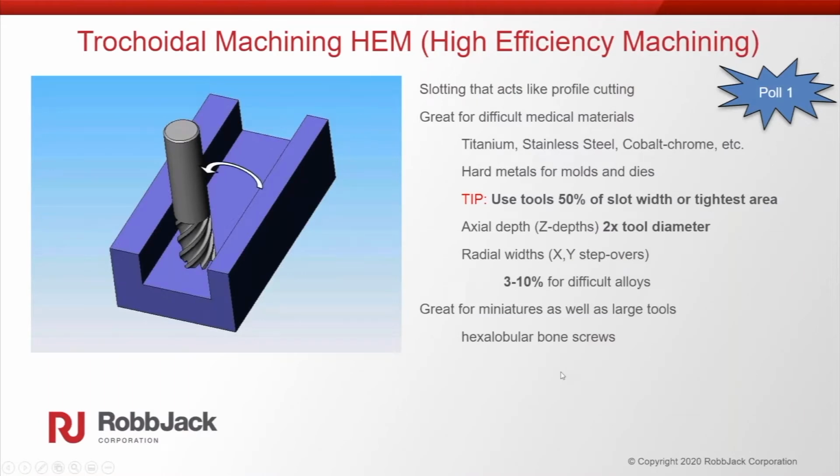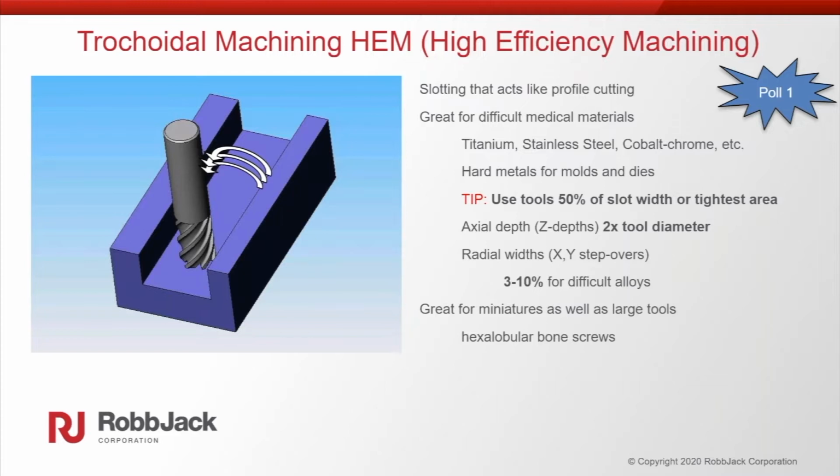So going into the machining part of things, we're going to talk about new CAD/CAM processes and things to improve performance when you're machining the difficult medical materials like titanium, stainless steel, cobalt-chrome, the hard metals for molds and forging dies, those types of things used in the medical industry.